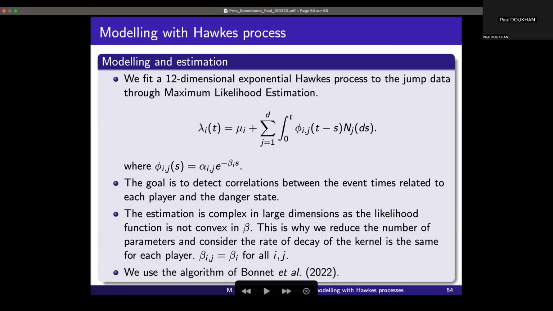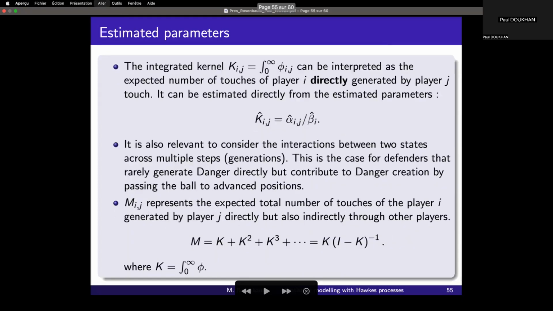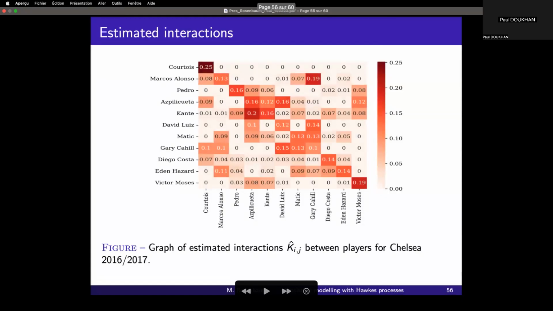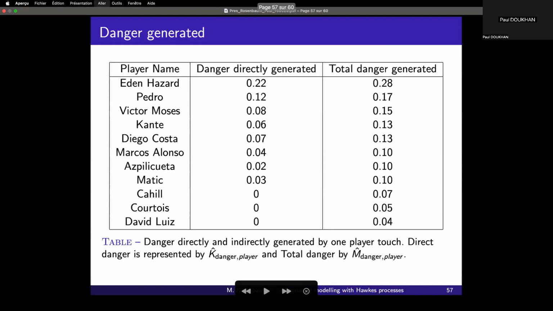You could also model the danger against their own team. Yes, we can, how bad you are. And then of course the defender, Courtois, will have more chances to do something stupid. Yeah, exactly, we put that as a conclusion. You can say, if you touch the ball, how dangerous you are for your own team. You can do that.